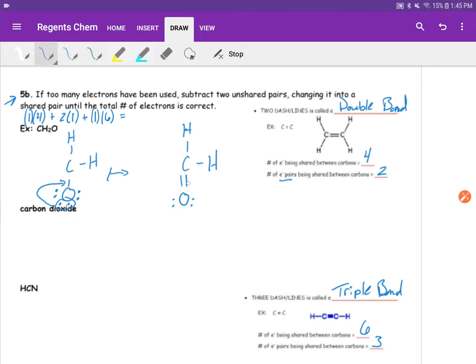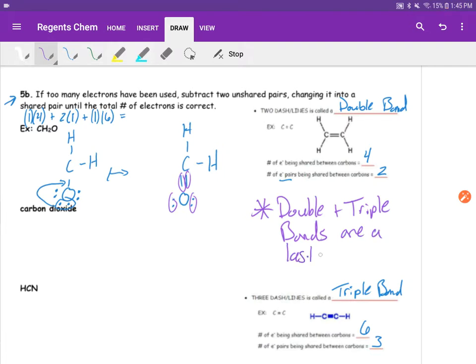And now count up oxygen. Oxygen has 2, 4, so 2, 4, 6, 8. All right, it's happy. One thing to note, guys, over here: double and especially triple bonds are a last resort. Okay, it's a last resort.